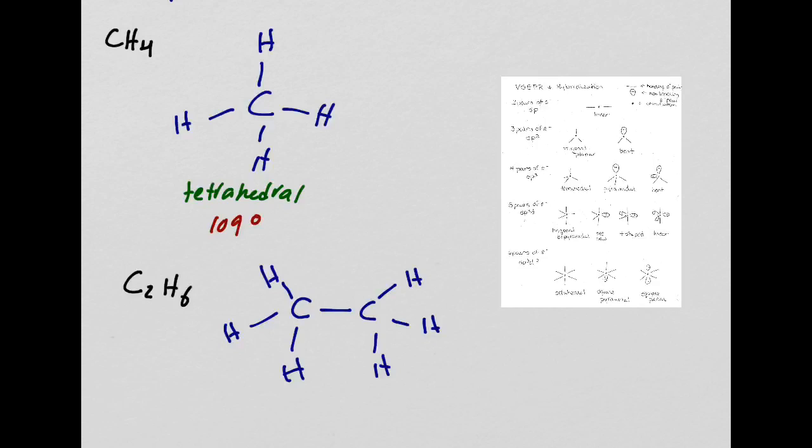Now, what is the geometry around each carbon? The geometry around each carbon is still tetrahedral because each carbon has 4 bonds. I need you to remember this. Okay. So far, so good.